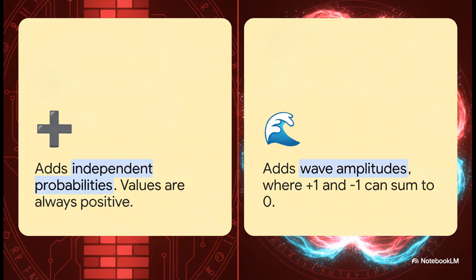If there are two independent ways to get an outcome, you just add the positive probabilities together, right? They always go up. But quantum probability? That's a whole different type of creative arithmetic. Quantum systems deal in amplitudes, and these can be positive, negative, or even complex numbers. So this means if there are two paths leading to a wrong answer, one path can have an amplitude of +1, and the other can have an amplitude of -1. Add them up, and they sum to exactly 0. The wrong answers literally annihilate each other.